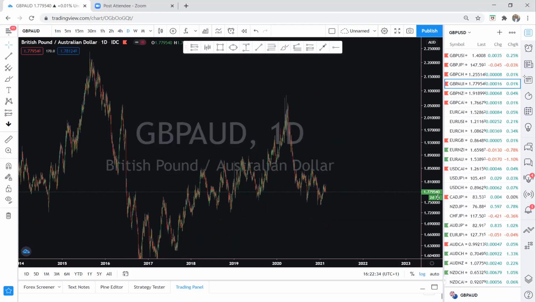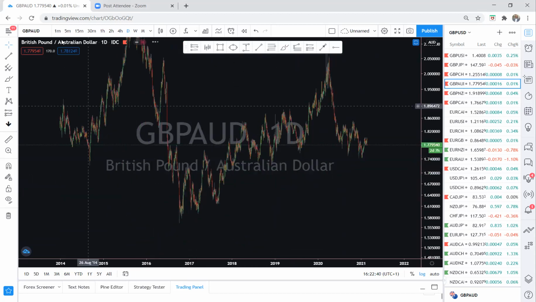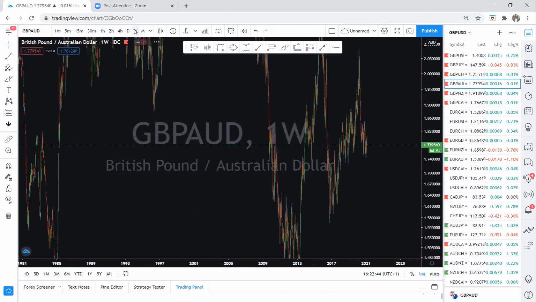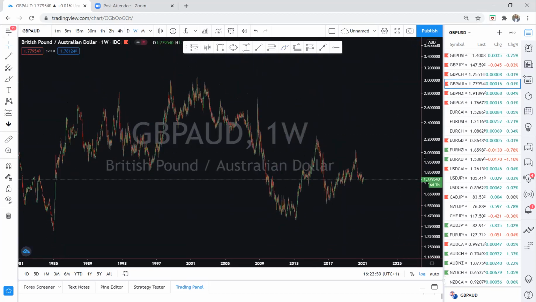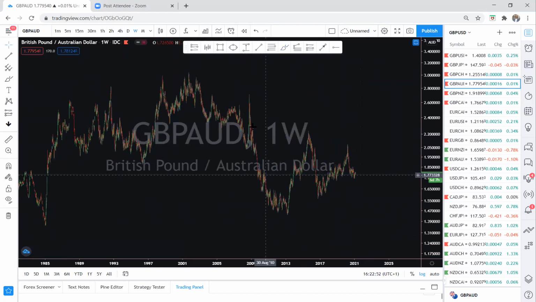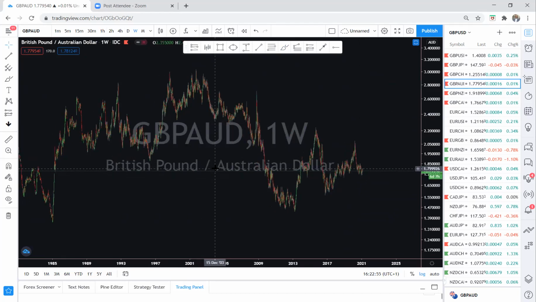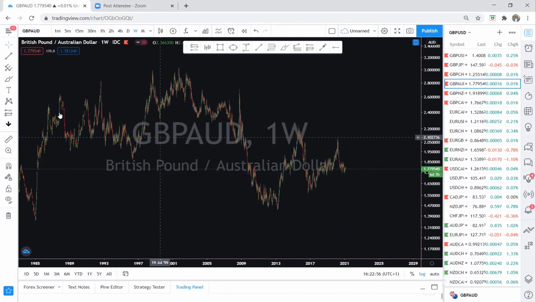Let's check GBP AUD and let's see what's happening there. GBP AUD is making a beautiful structure.